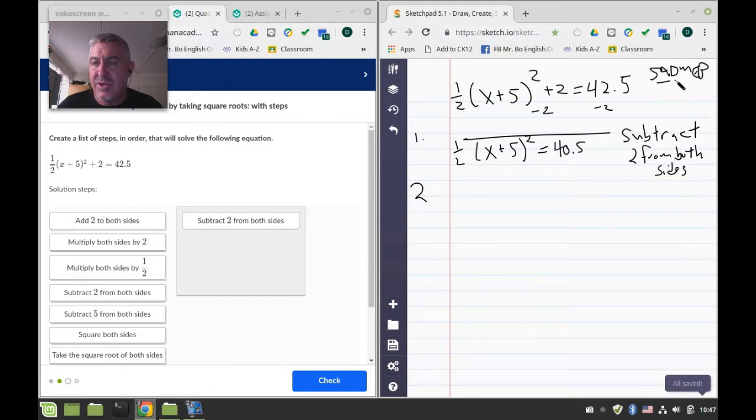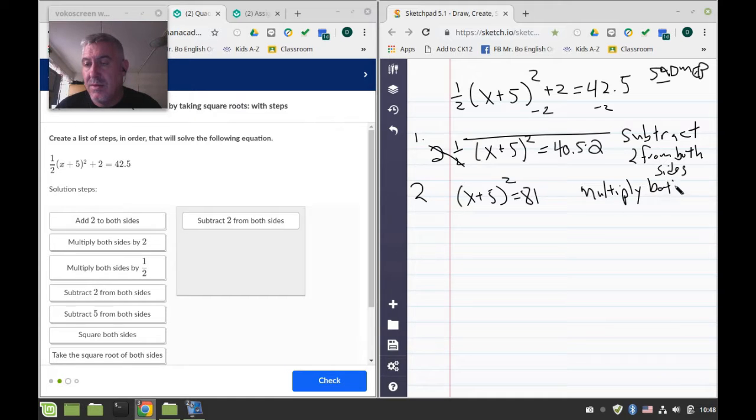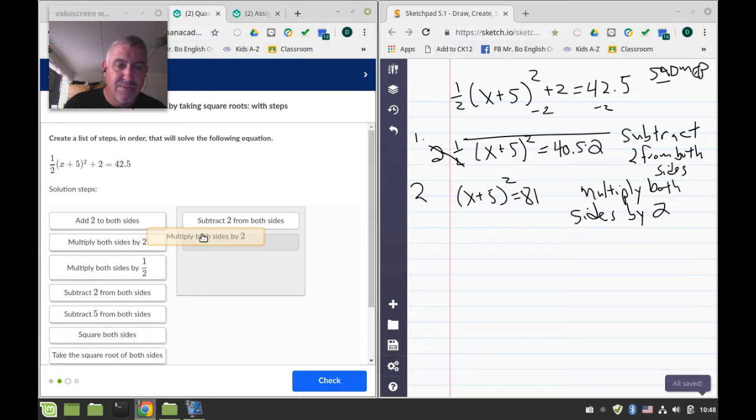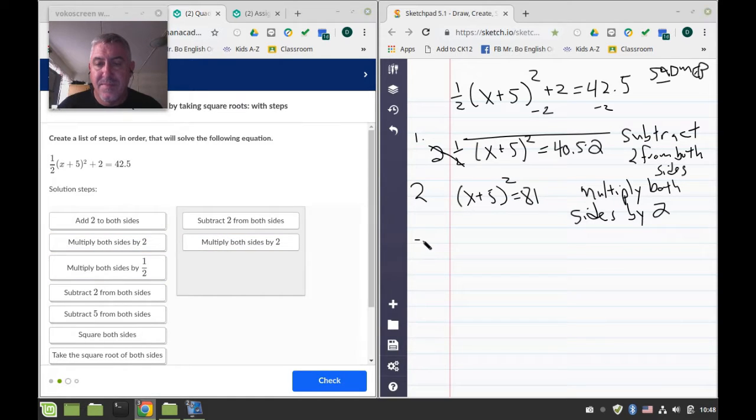Number 2, I'm going to go over to divide and multiply, and I see I have 1/2, so 1/2 divided by 2 is 1, so I'm going to end up with (x plus 5) squared is equal to 2 times this, which is 81, and we'll call that multiply both sides by 2. So where's my multiply both sides by 2? There they are.